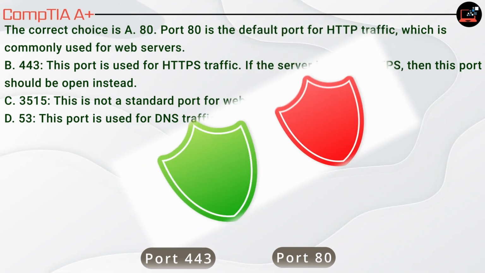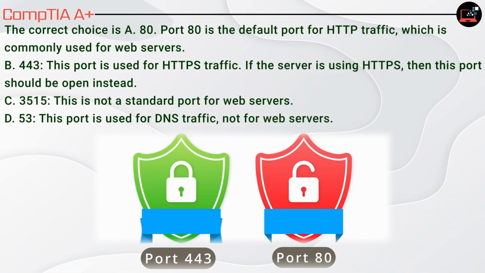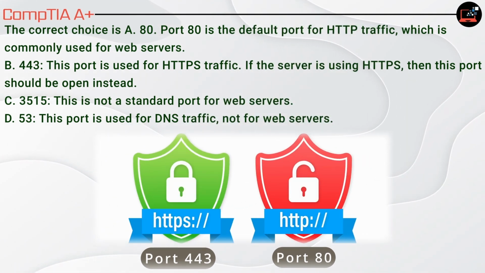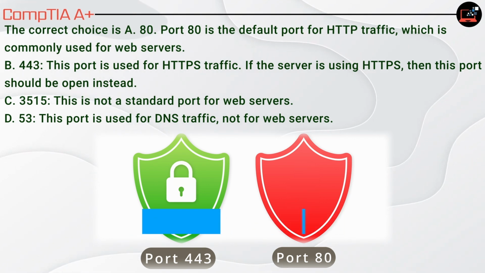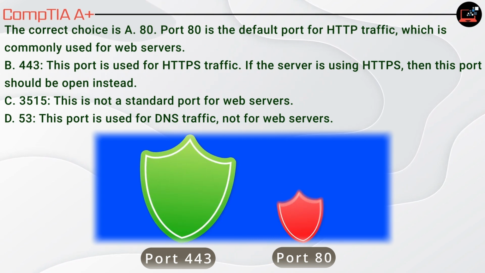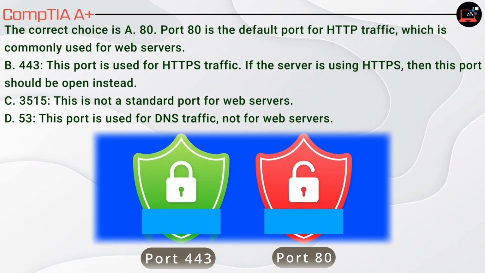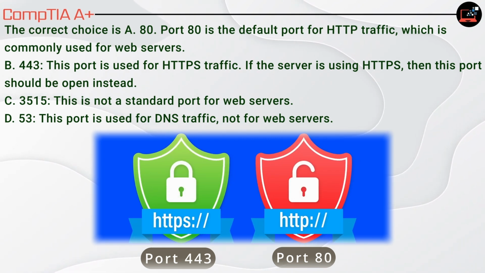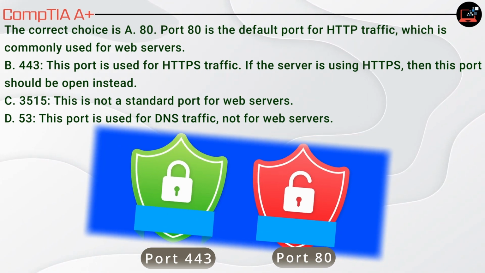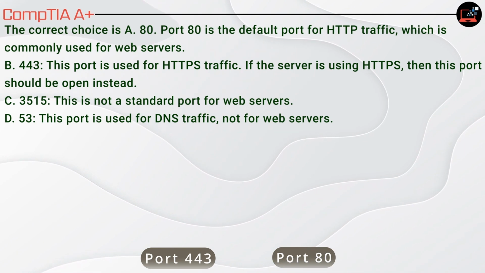The correct choice is A, 80. Port 80 is the default port for HTTP traffic, which is commonly used for web servers. B, 443. This port is used for HTTPS traffic. If the server is using HTTPS, then this port should be open instead. C, 3515. This is not a standard port for web servers. D, 53. This port is used for DNS traffic, not for web servers.